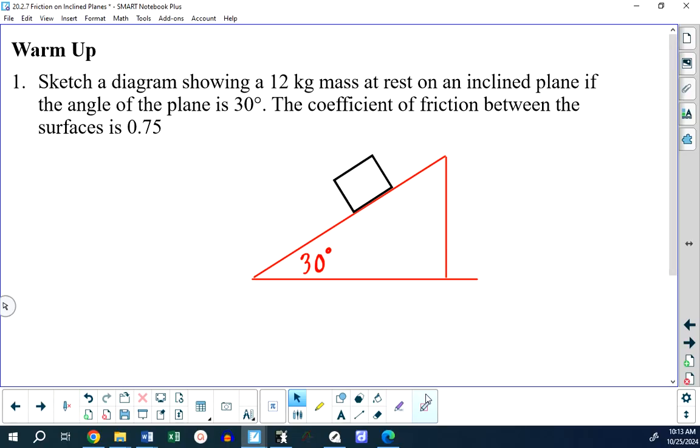So there is the diagram. If you want, you can put the mass on there. I don't think it really matters. I'm going to go ahead and put it on there, 12 kilograms. Anything else we can label? Well, the coefficient of friction is 0.75. We can just put that off on the side here. Mu equals 0.75. Anyway, there's our diagram.